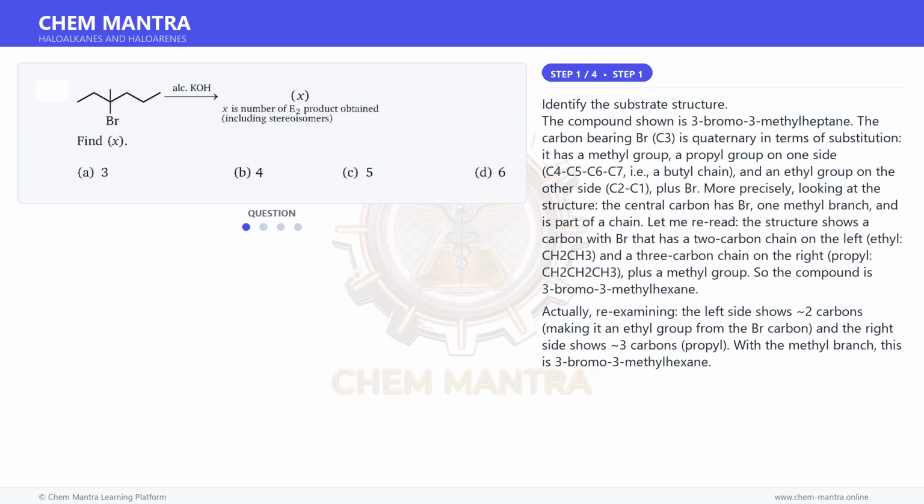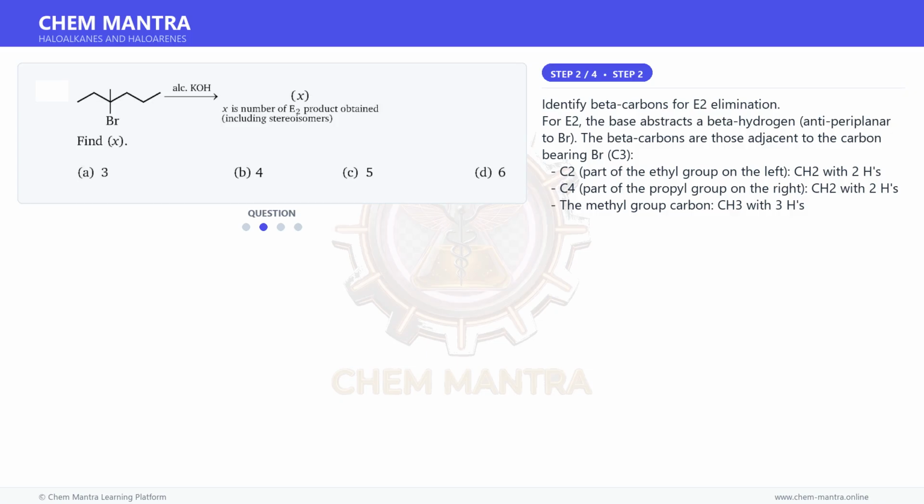Let me reread. The structure shows a carbon with Br that has a 2-carbon chain on the left, ethyl, CH2CH3, and a 3-carbon chain on the right, propyl, CH2CH2CH3, plus a methyl group. So the compound is 3-bromo-3-methylhexane. Actually, re-examining, the left side shows 2 carbons, making it an ethyl group from the Br carbon, and the right side shows 3 carbons, propyl. With the methyl branch, this is 3-bromo-3-methylhexane. Moving on to the next step.